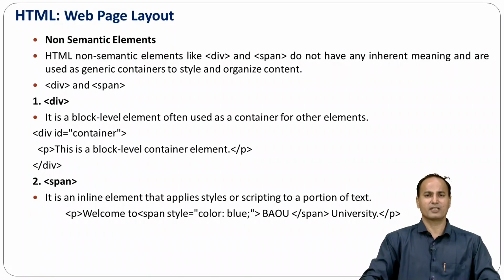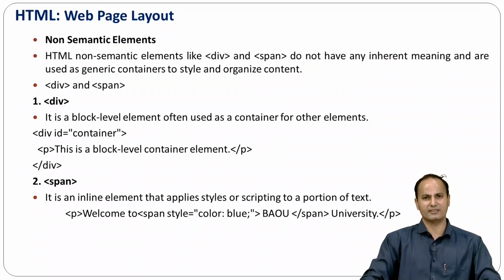First let us have a look at division. It is a block level element often used as a container for other elements. How do we use it? Simply we use the division tag, and then we can use an attribute like ID to identify it, and then whatever contents we want to put in the division will be placed inside. Here we have just used a paragraph tag inside the division. This is a block level container element, that is the text that we are placing in the division tag, and then the division tag is closed.